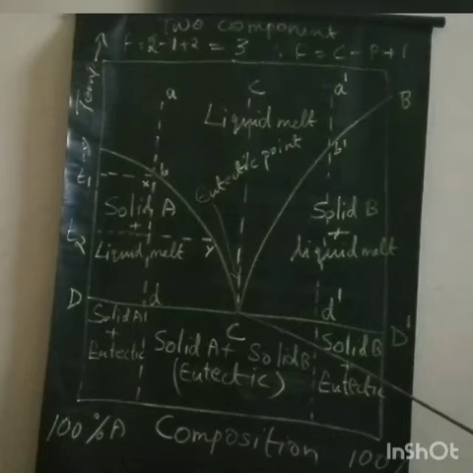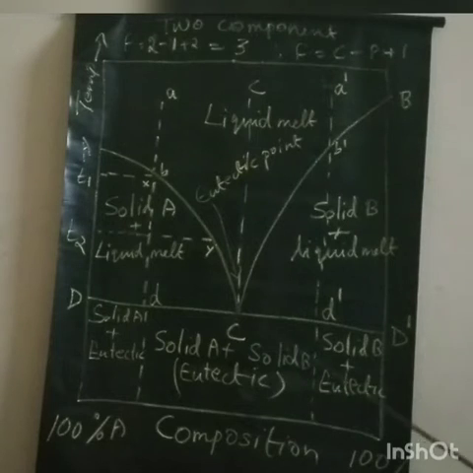So at C, solid A and solid B will be crystallizing in a particular fixed ratio, so that the composition of the liquid will remain constant.